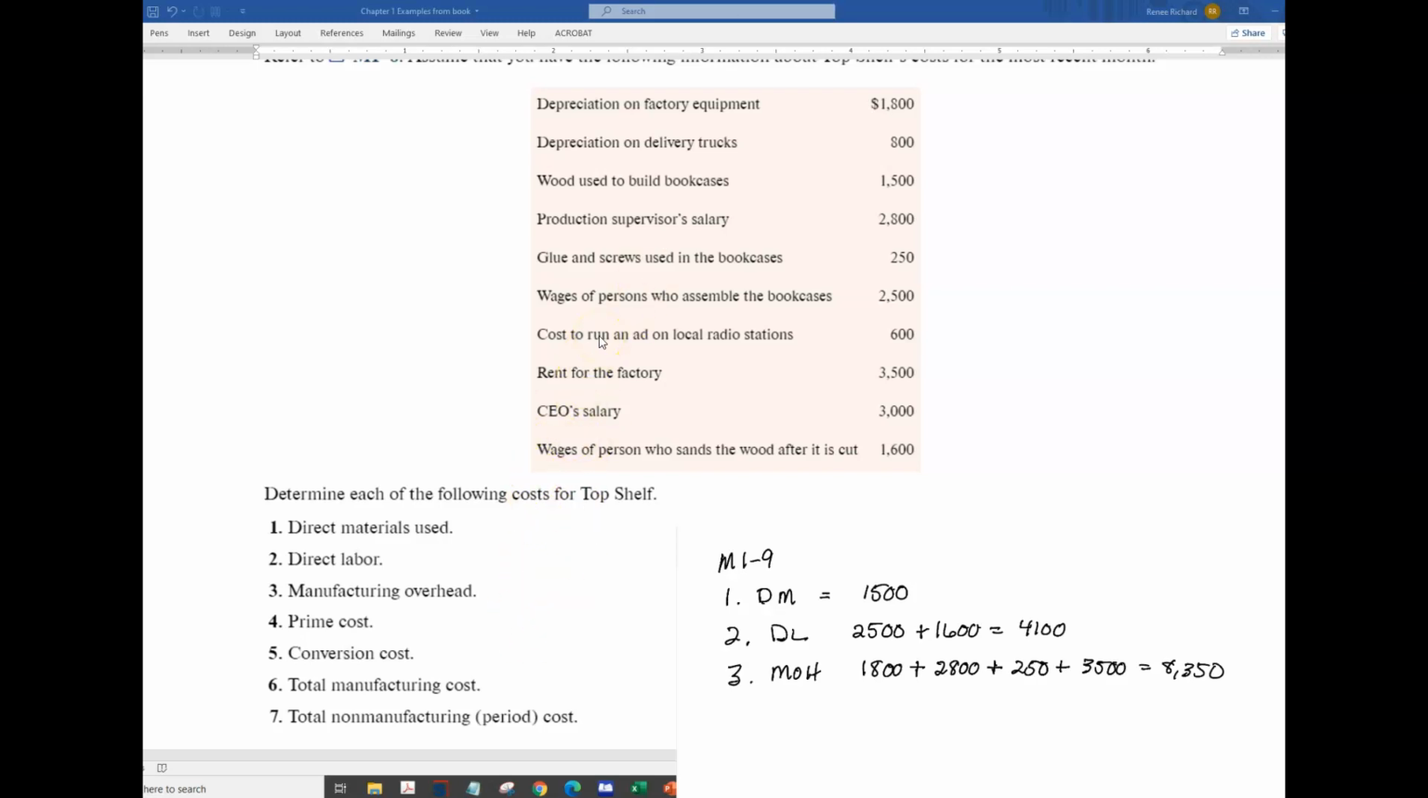All right. Next one, 4, prime cost. Prime cost is equal to direct materials and direct labor. So direct materials we calculated to be 1,500 and direct labor we already calculated to be 4,100. So that totals 5,600.